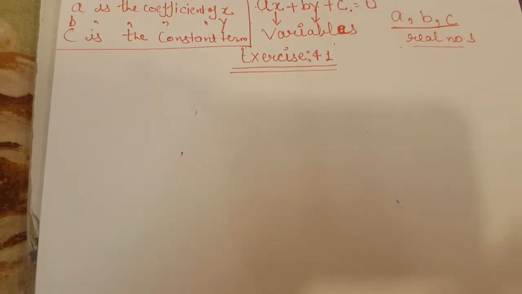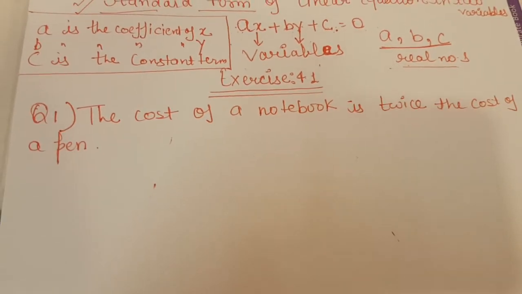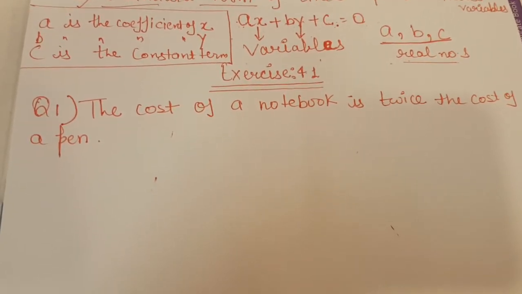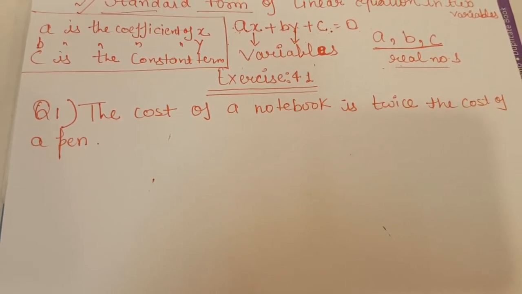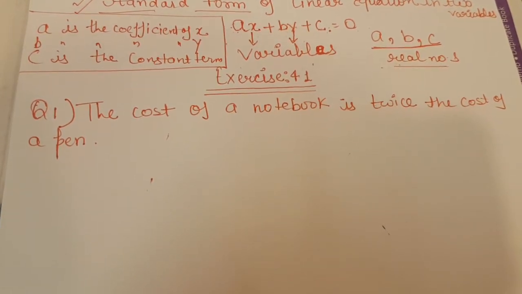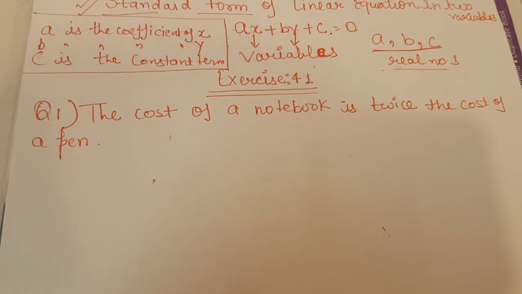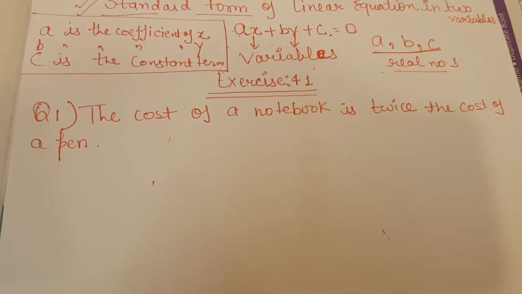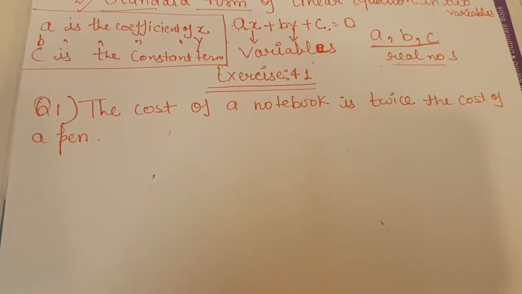Fine. Now let's start exercise 4.1. So in exercise 4.1 in NCERT book, the question number 1 is, the cost of a notebook is twice the cost of a pen. I know that you can form this equation in linear equation in one variable. आप इस क्वेश्चन की इक्वेशन वन वेरिएबल के अकॉर्डिंग भी बना सकते हैं.